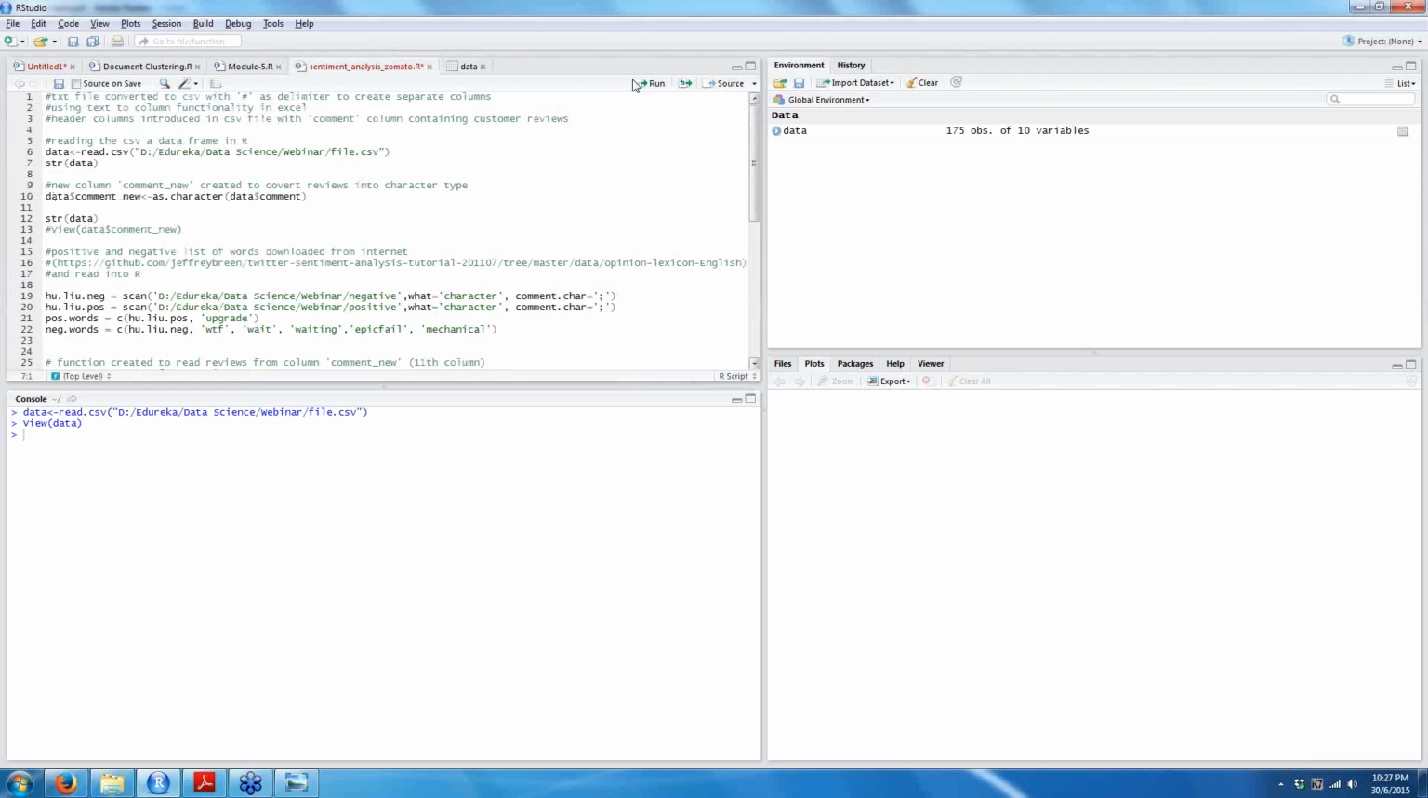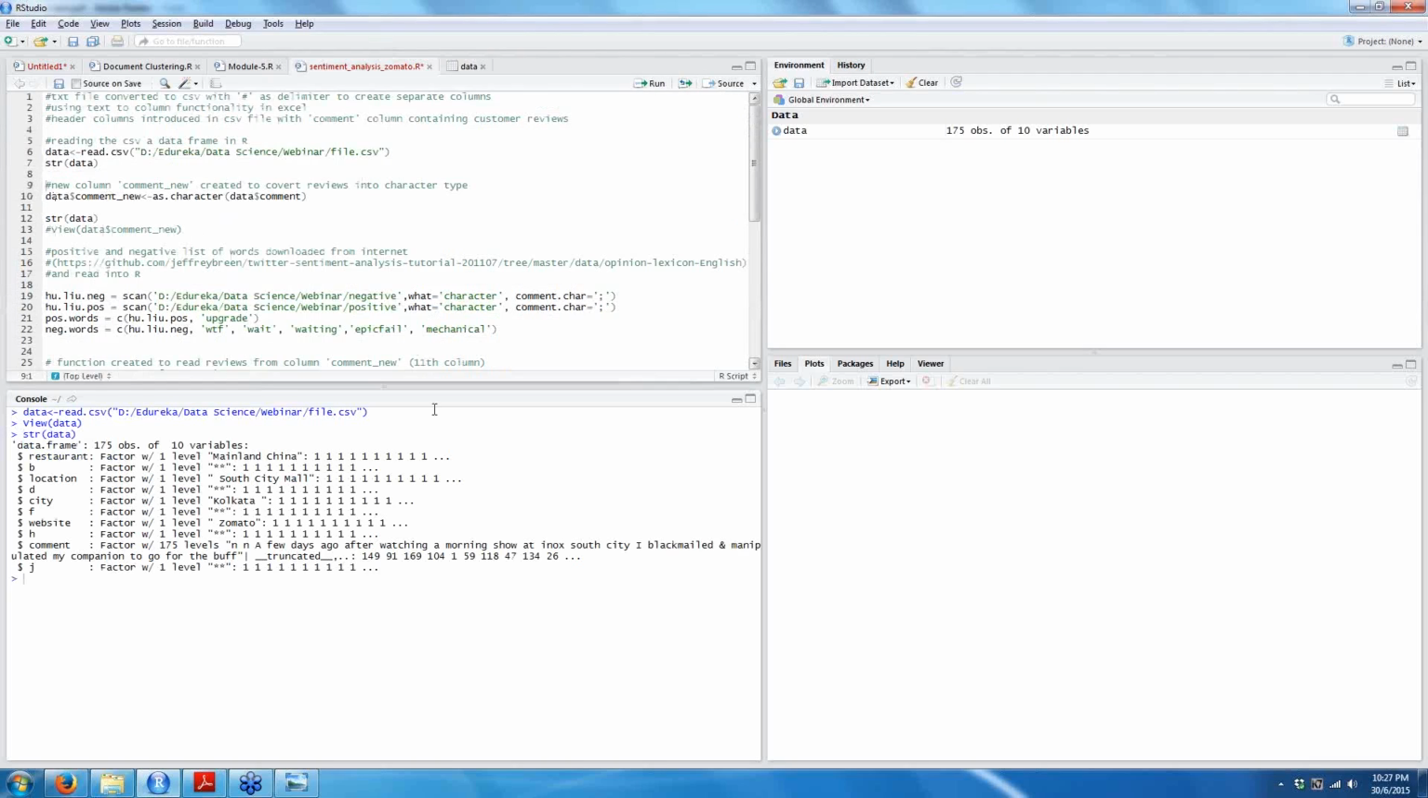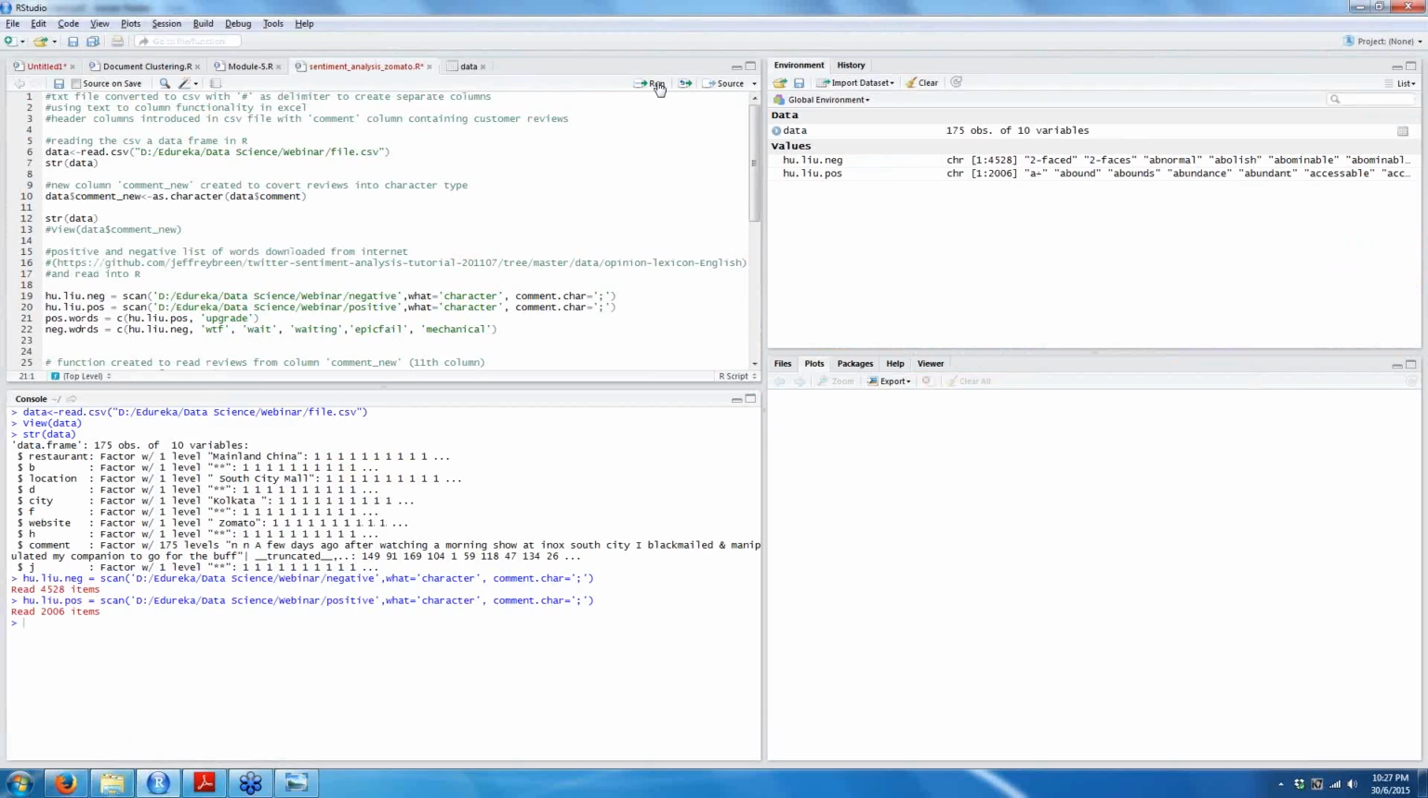So this is the structure of the data, right? All of these are factors, and finally, this is where your unstructured data is, right? And so we have the positive and negative data with this, right? And we are loading the positive and negative dictionaries, so to speak, and then we are identifying the polarization of these words, positive and negative, right?